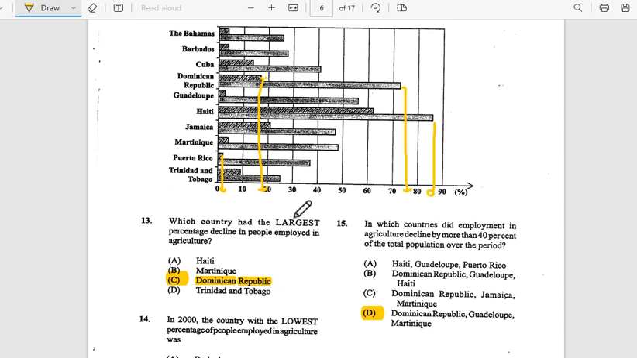So we would have Dominican Republic, as you guys could see, we have a decline here, and also in Guadeloupe, as you guys could see, this is very low as well. All right, so we'd have Guadeloupe, and let me check Martinique. All right, so Martinique as well. All right, guys. So the answer would be Dominican Republic, Guadeloupe, and Martinique.